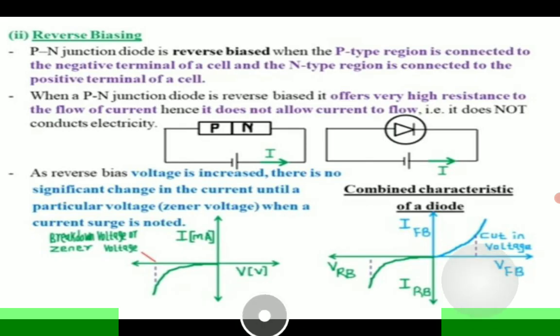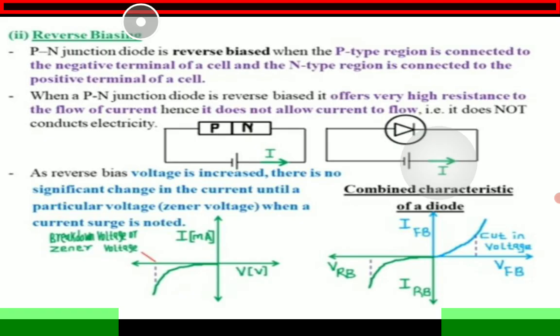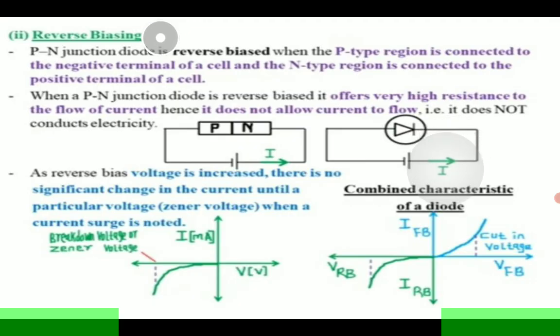Now let's look at the reverse biasing. Remember that there are two ways to connect a diode. You can connect it in a forward biasing mode, in which the P end is connected to the positive of the cell and the N end is connected to the negative of the cell, and that will allow electric current to flow through it only in one direction.